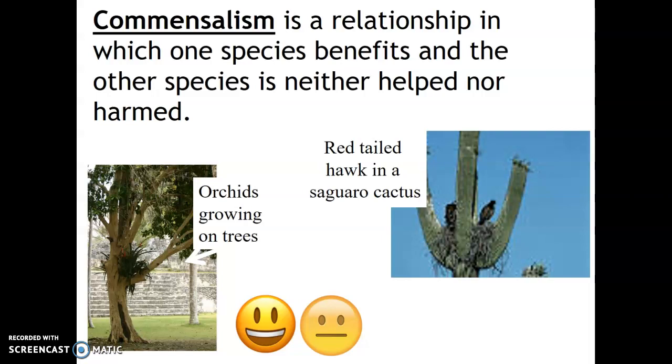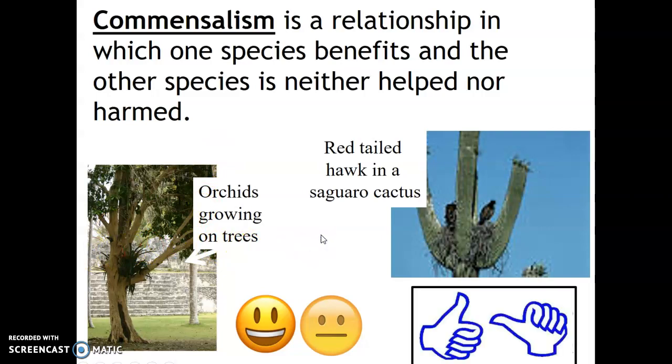Another good example of commensalism is birds building nests in trees. Here the hawk is building a nest on the cactus branch. The bird's getting somewhere to lay its eggs, somewhere for its babies to grow and develop, but it's not hurting the cactus at all. So it's another good example of commensalism. So my smiley faces, one smiley face and one just sort of, meh. Thumbs up, thumbs down: one thumb up and then one thumb in a neutral position, not up, not down. So this one's benefiting, this one's not being affected.